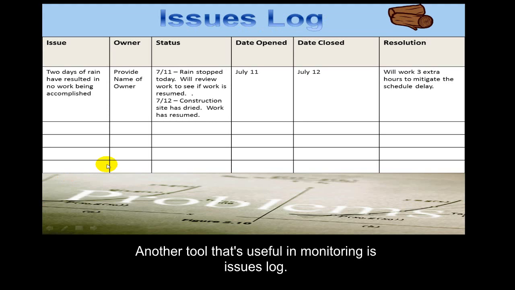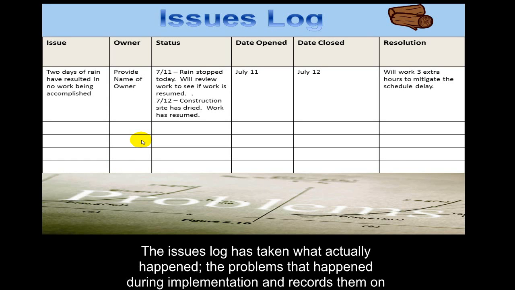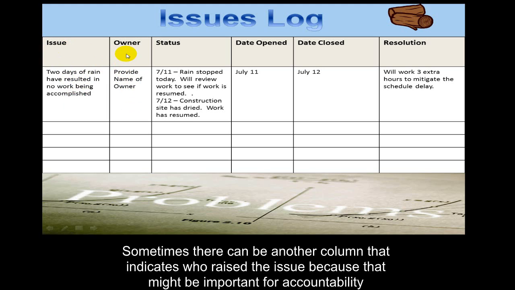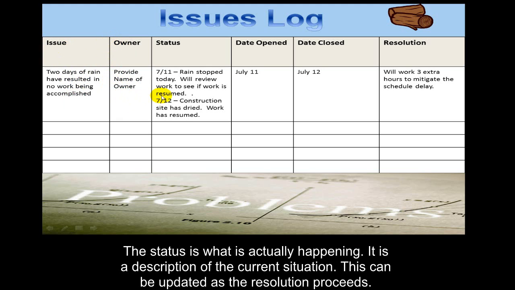Now, another tool that's useful in monitoring is the issues log. The issues log, remember, is taking what actually happens, the problems that happen during implementation, and records them on some kind of a register. So you usually have some type of a format like this. You list the issue, identify who the owner is. Now, sometimes there can be another column here that indicates who raised the issue, because that might be important for accountability purposes.